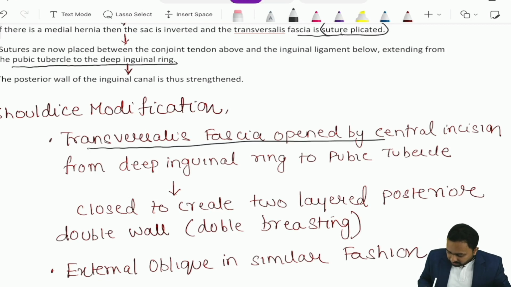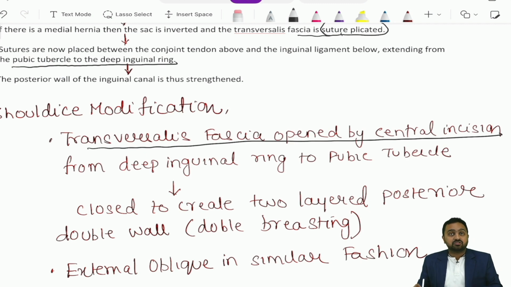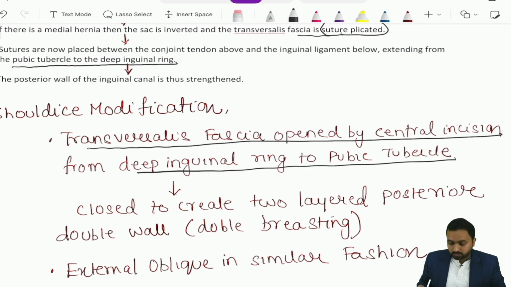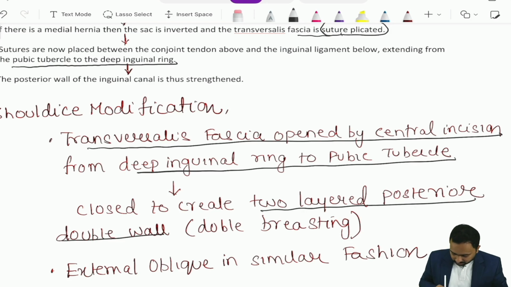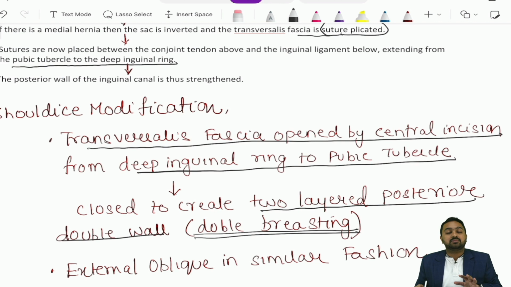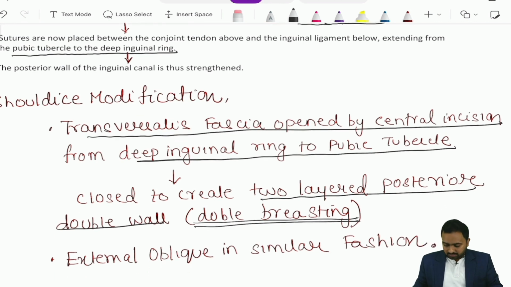So, there is opening of the transversalis fascia by a central incision from your deep inguinal ring to your pubic tubercle, and then they are closed to create your two-layered posterior double wall, which is known as your double breasting, and your external oblique aponeurosis is closed in a similar fashion.